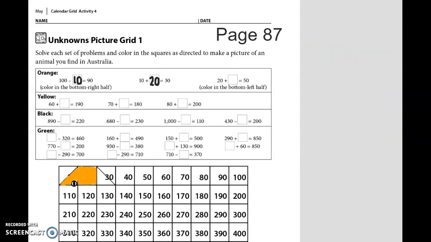Now let's fill in our last equation for orange together, and then I'll let you start to work on your own. Our last equation says 20 plus something equals 50. Do you know a strategy that you could use to find the answer to this equation?